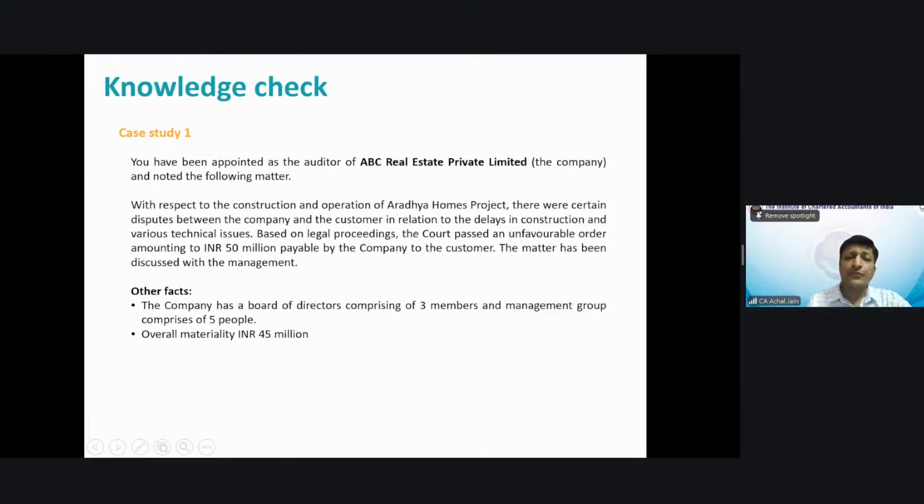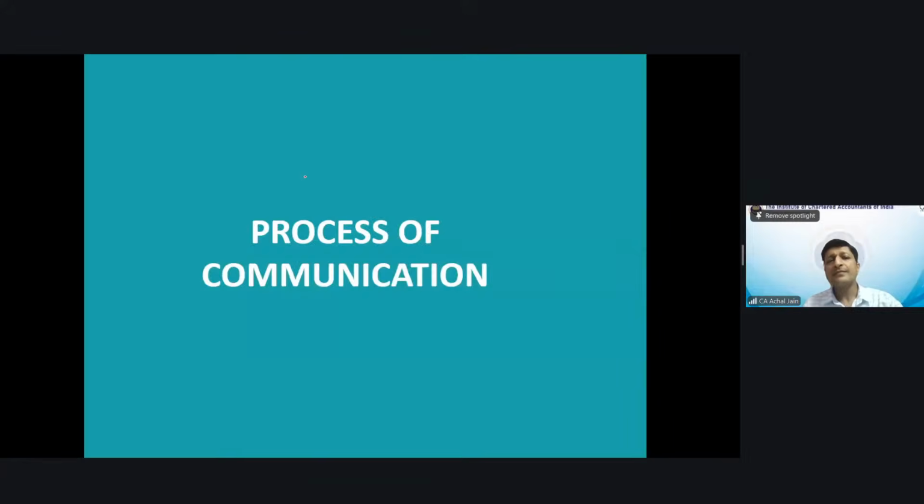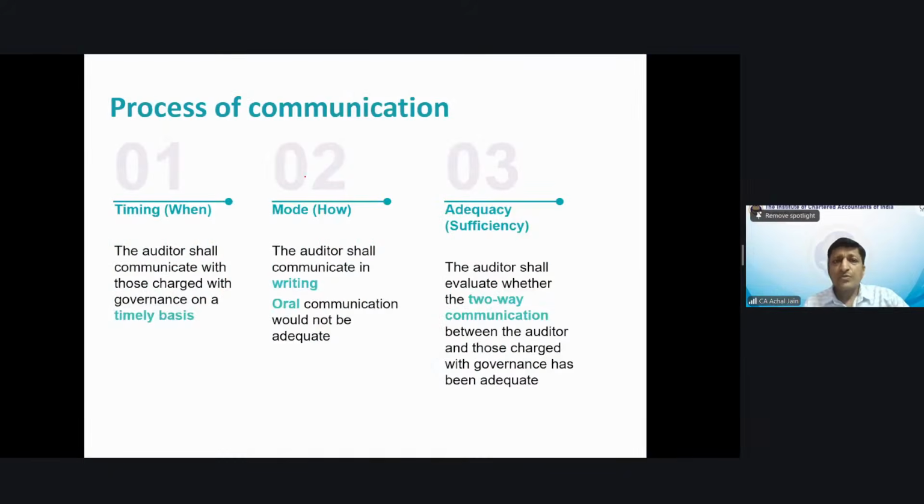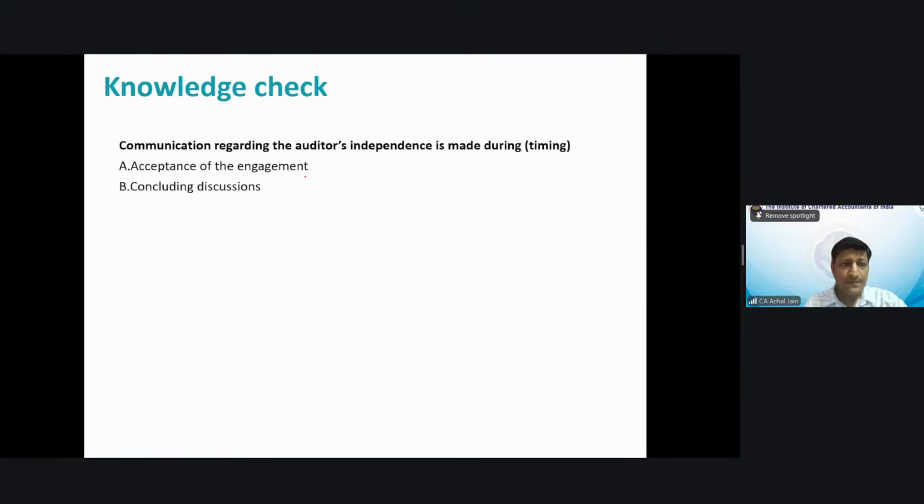Answer is yes, of course. When you talk about this matter, this is of course crossing the materiality threshold. So will you say it's a significant matter which requires the attention, knowledge and discussion with the TCWG? Answer is yes. Of course, that is something which is really required to be in place.